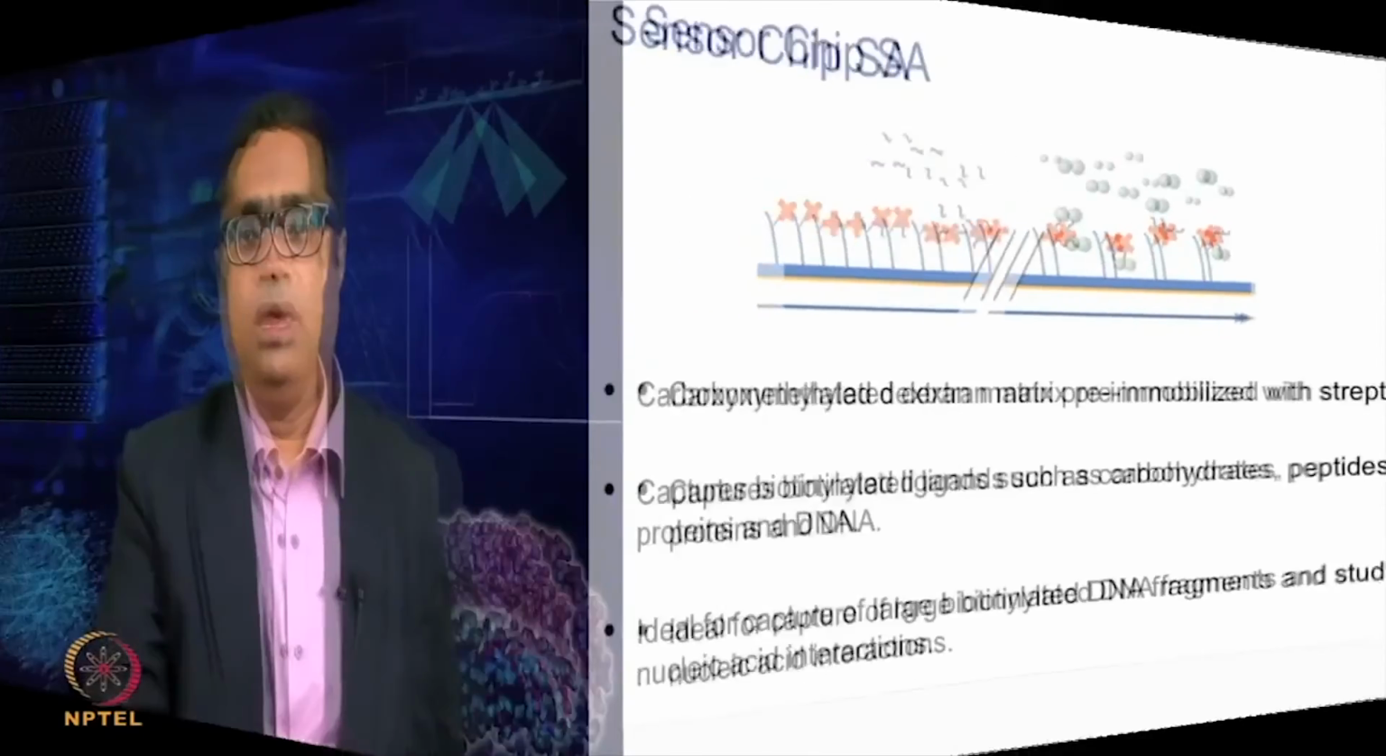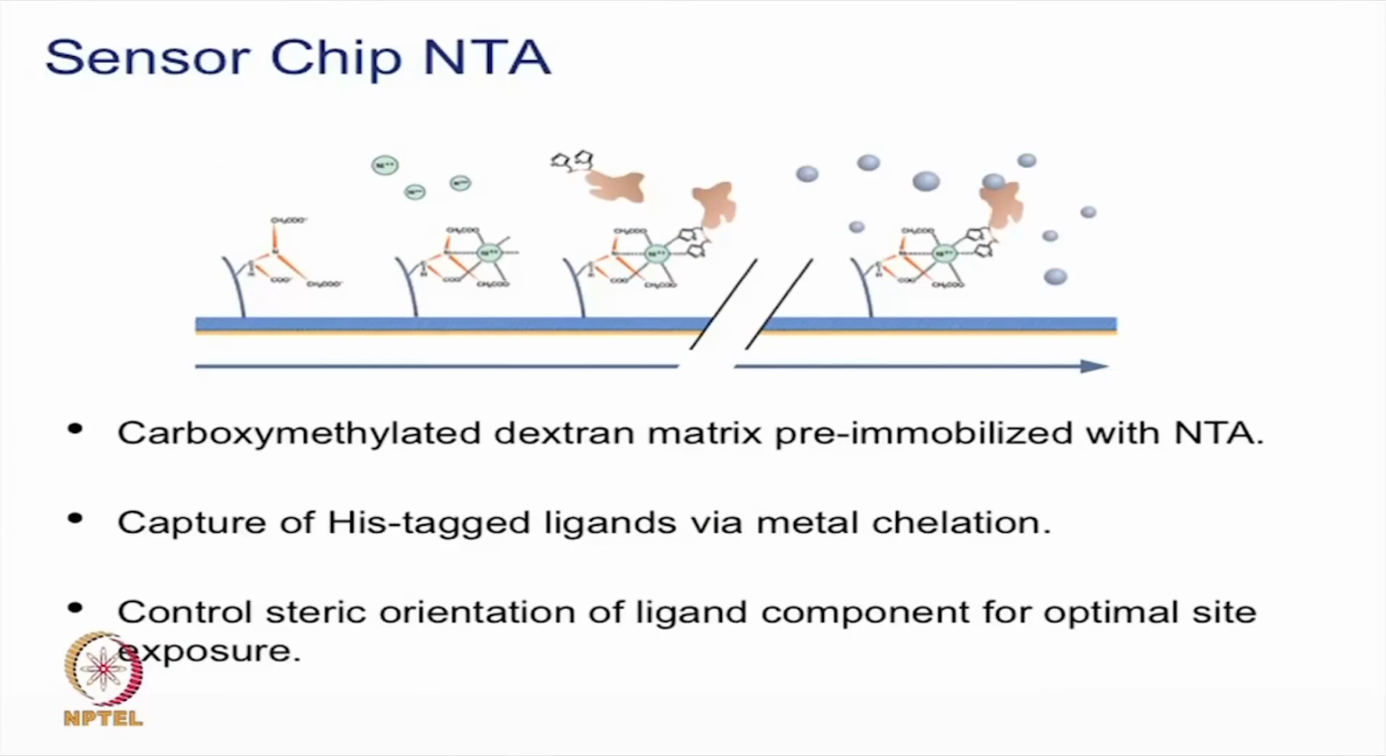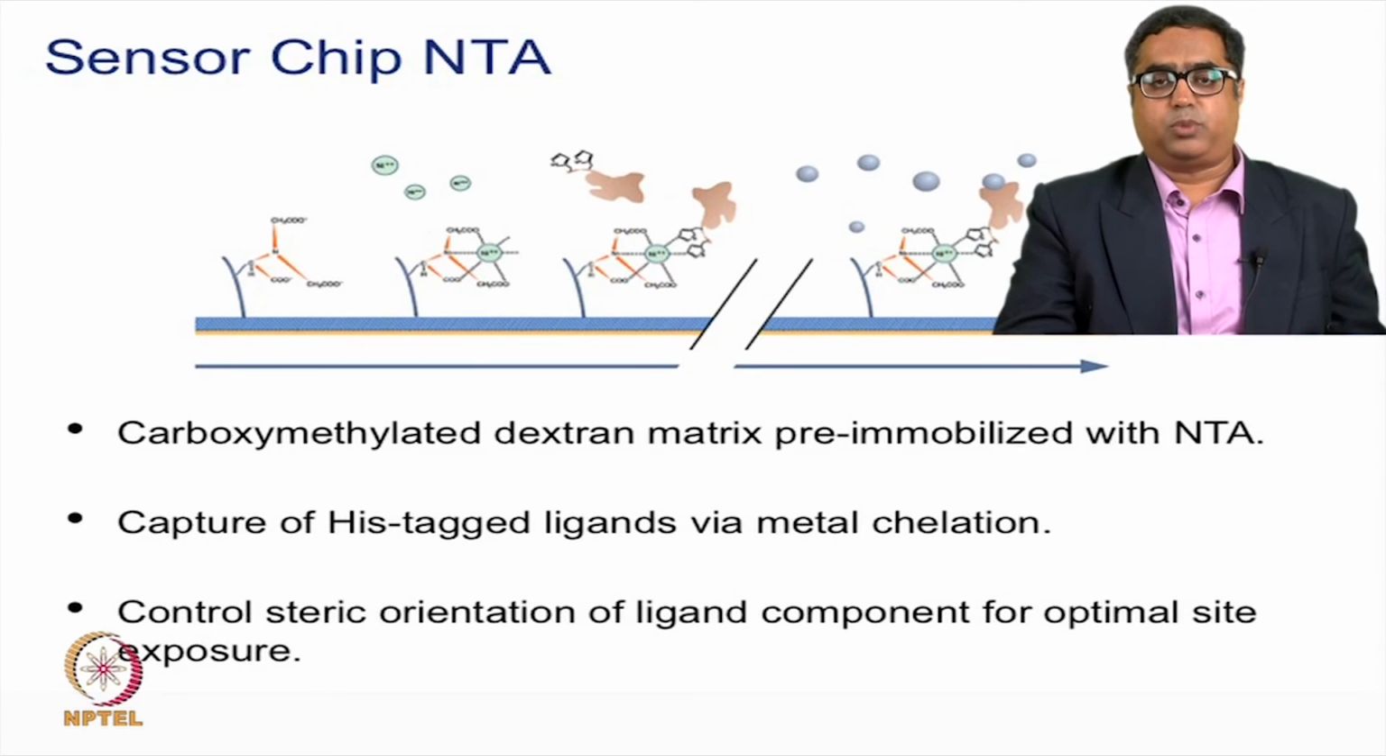So, literature is available for biotinylated DNA fragments and nucleic acid interactions, and other things like peptides have been immobilized on this surface. Another variety of chip surface is NTA, and this is a complex molecule that is pre-immobilized on the surface of the chip. This molecule has an affinity for hexahistidine tags that are present either at the C terminal or N terminal of a protein.